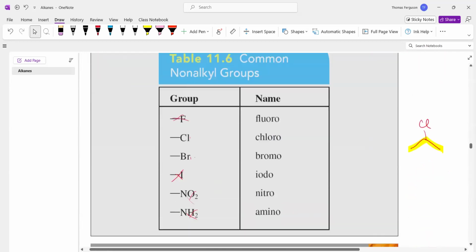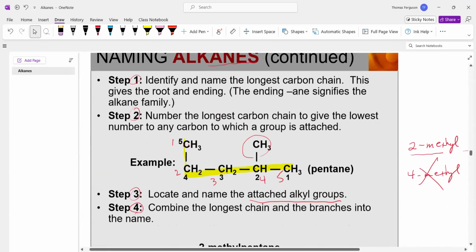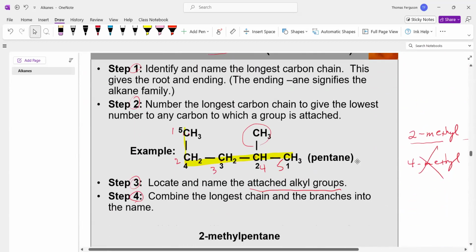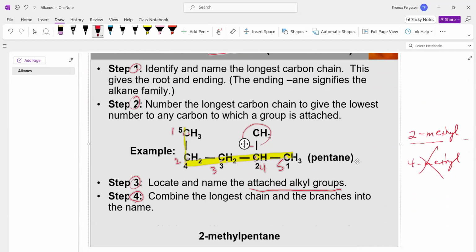Only 1 branch for this. The only branch we have is the one I have circled. But 2 is the position I think, right? What carbon the methyl group's attached to? Exactly, exactly. The 2 refers to the backbone carbon number.